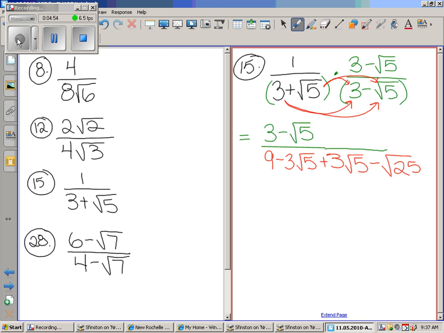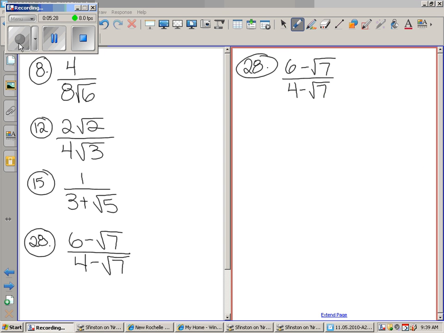All right. So let's save some time, and instead of rewriting all of our work, let's try and simplify the bottom with just what's written down. Negative 3 radical 5 plus 3 radical 5. These two just negate each other. They cancel one another out. The square root of 25 is 5. So here's what we have. The top, nothing went down. The bottom, 9 minus 5 is just 4. And that's it.